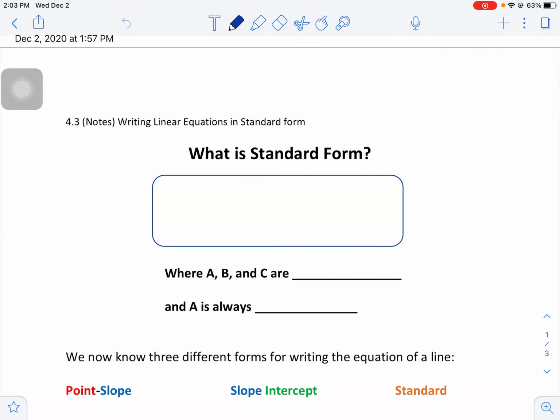Alright everybody, so today we're talking about writing linear equations in standard form. So just to recap, what does standard form look like? It looks like ax plus by is equal to c. A, b, and c all have to be integers. Okay, what does that mean?